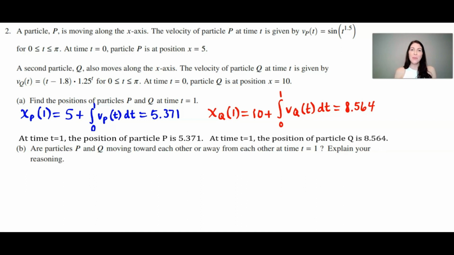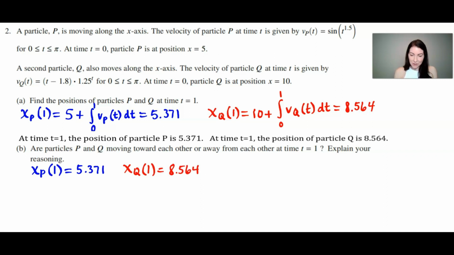Now on to part B. Part B reads, are particles P and Q moving toward each other or away from each other at time t equals 1? Explain your reasoning. To know whether two particles are moving toward each other or away from each other, we need to figure out their positions and their velocities, because velocity will tell us which direction these particles are moving. Well, the good thing is in part A, we already found their positions at a time value of 1. Just to recap, the position of particle P at a time value of 1 is 5.371, and the position of particle Q at a time value of 1 is 8.564.